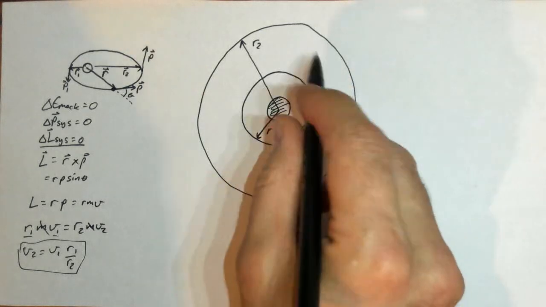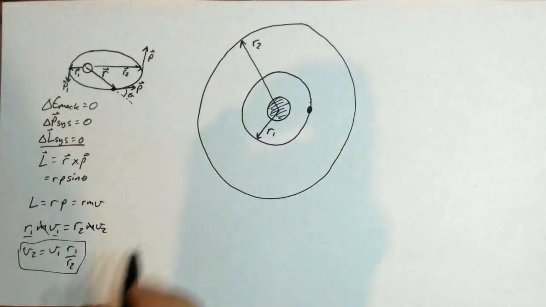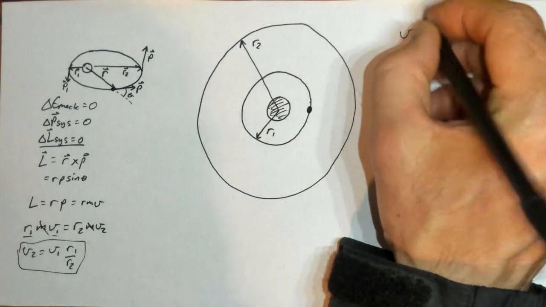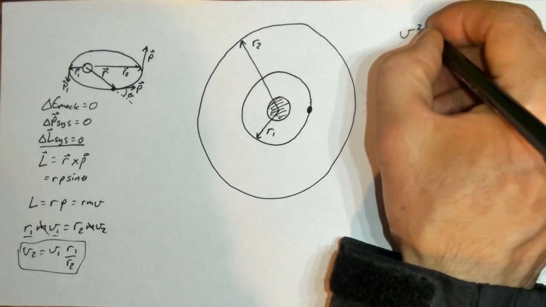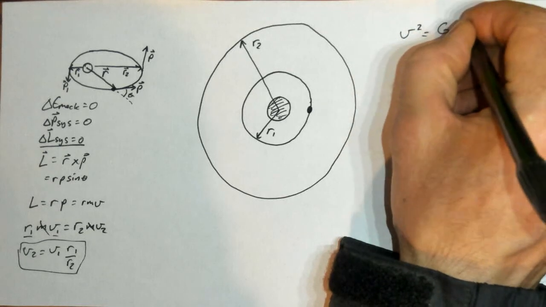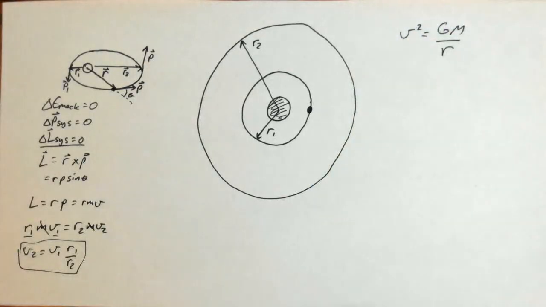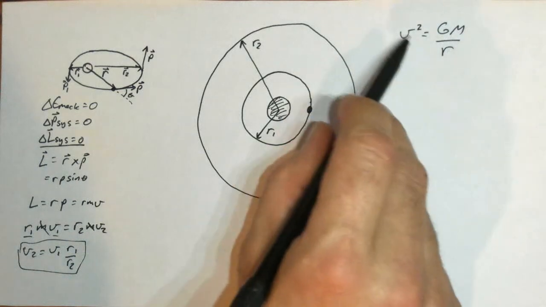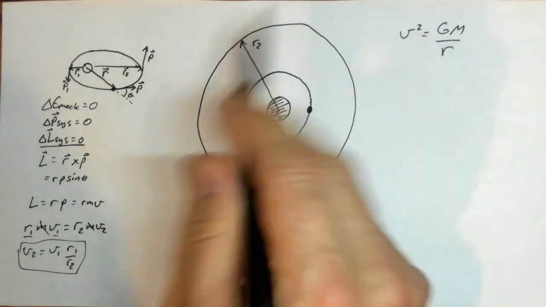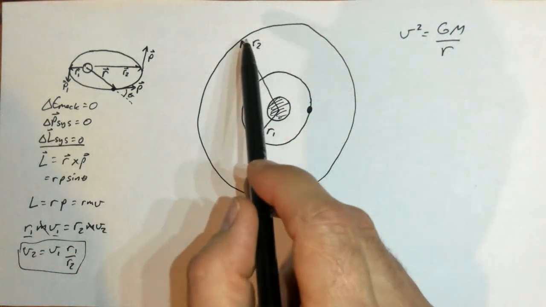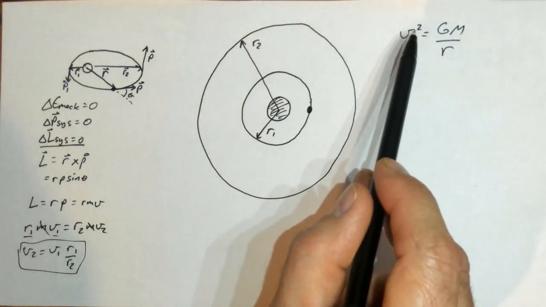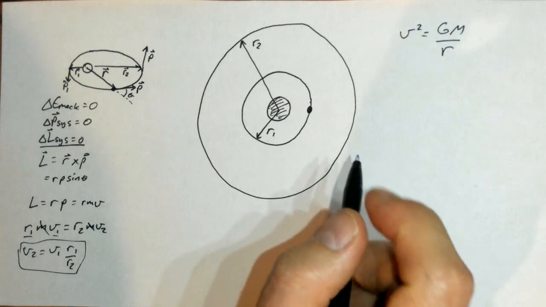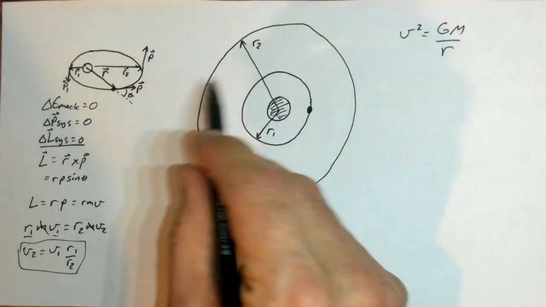When it's here, it's got some velocity that's governed by the relationship we saw, which I'm going to write as V squared equals G big M over R. Remember, that's the relationship, how they're constrained in a circular orbit. And so the bigger orbit has a smaller velocity. Now, how would you get out there?